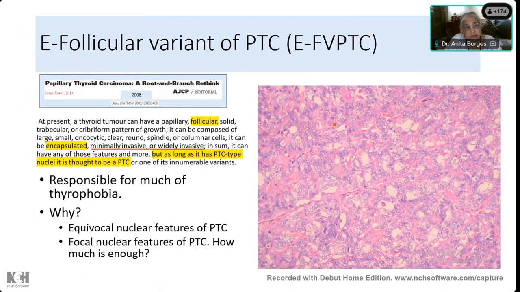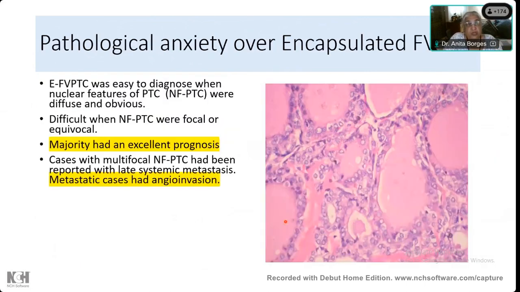Why? Because if it was all like this, we have no problems calling it an EFVPTC. But what if there were equivocal nuclear features of papillary thyroid carcinoma? If I showed it to 10 people and some said, yeah, I think this looks like PTC nuclei, and some said, no, I don't think it is entirely PTC-like nuclei, or some areas had classical PTC-like nuclei, and many areas did not. So how much is enough? And I don't think we have solved that problem yet. Anyway, so what was the problem?